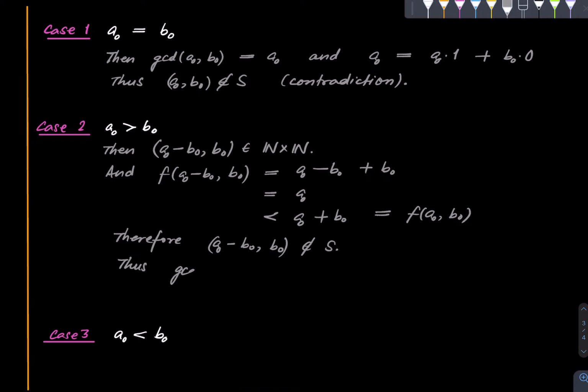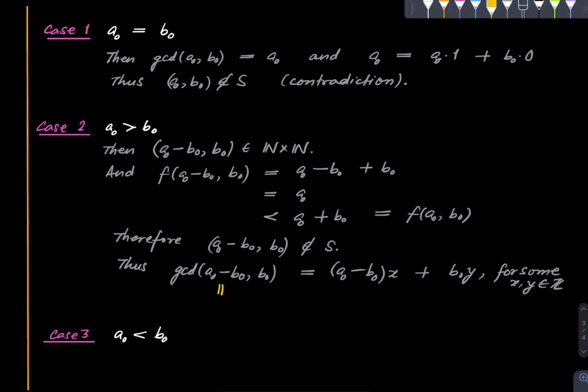its GCD can indeed be written as an integer linear combination of the two numbers a naught minus b naught and b naught, for some integers x and y. But I would like to say that the GCD of a naught minus b naught and b naught is the same as the GCD of a naught and b naught. I will justify this, but I hope you see that immediately anyway.